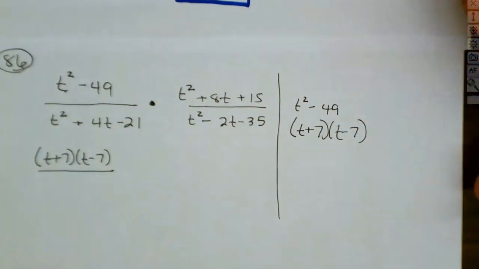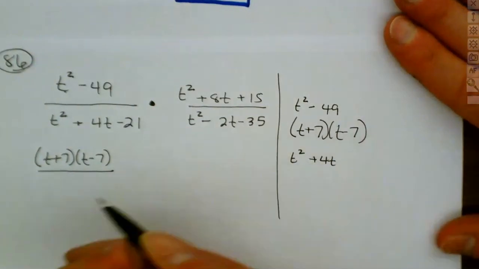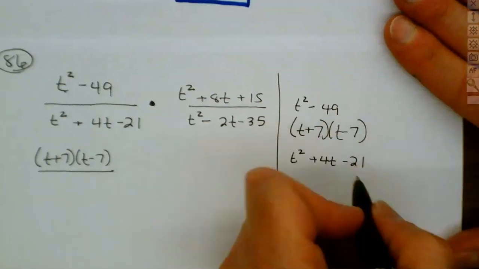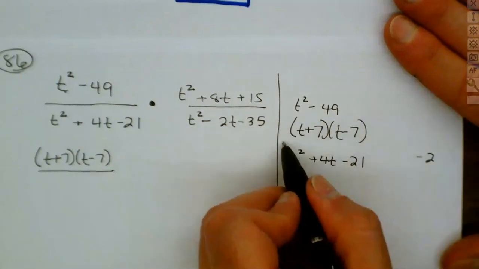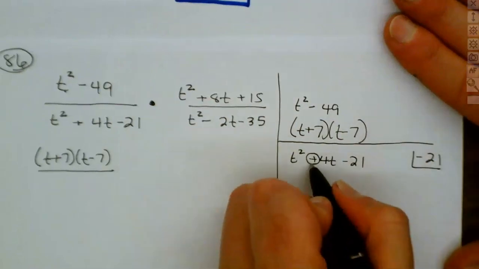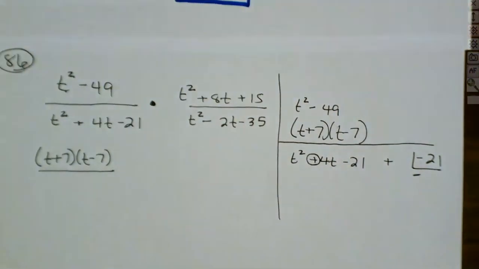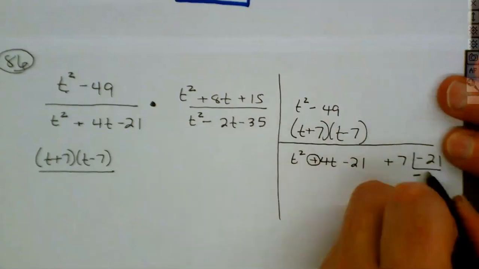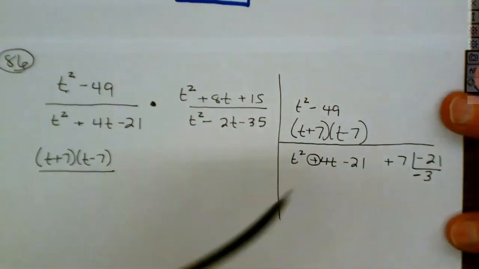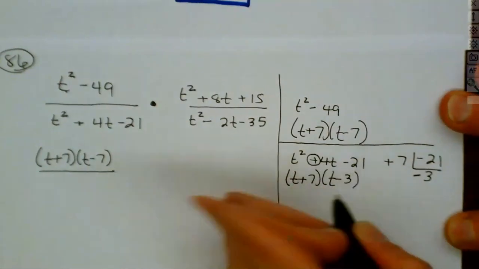No problems there. What about t squared plus 4t minus 21? Well, first times the last is a minus 21. We know the sign in the middle is positive, so positive and negative. And there's not very many factors of 21. About the only one that we have is 7 and 3. Okay? So we're going to use a positive 7 and a negative 3 here. And that is then t plus 7, t minus 3.